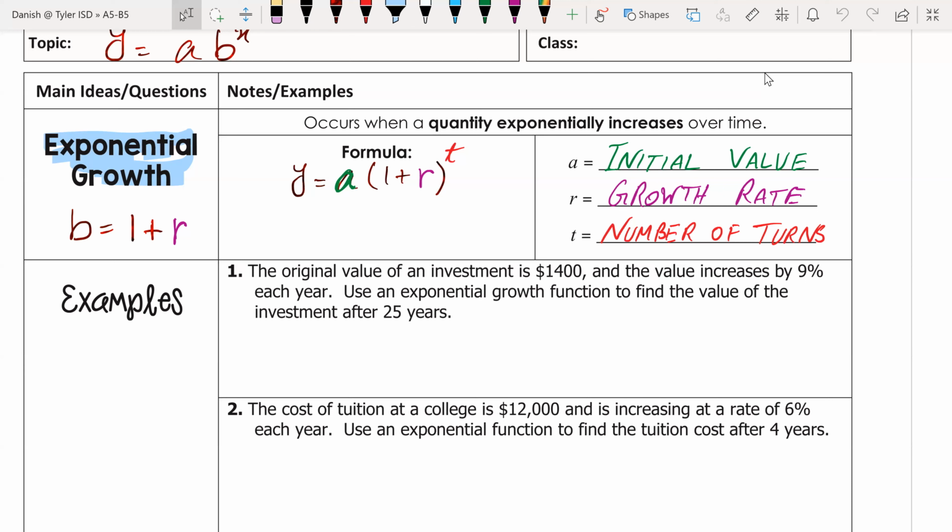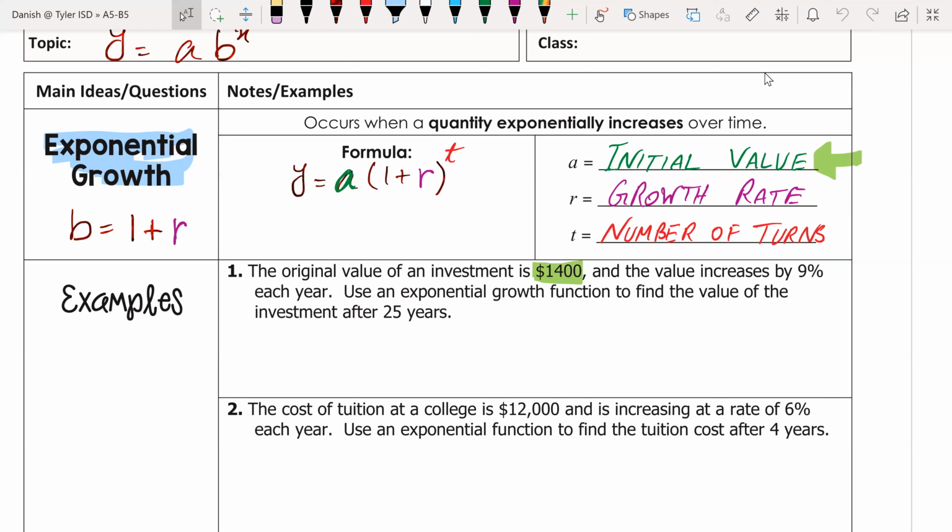Now let's use the highlighter and read this statement. The original value of an investment is 1,400. Original value or the initial value, I will highlight in green color, because I'm trying to connect it with the A. And then the growth factor, how much is it growing? It says the value of the investment increases by 9%.